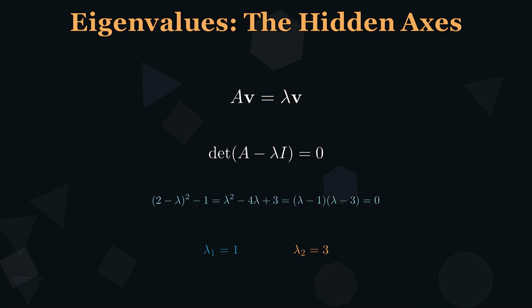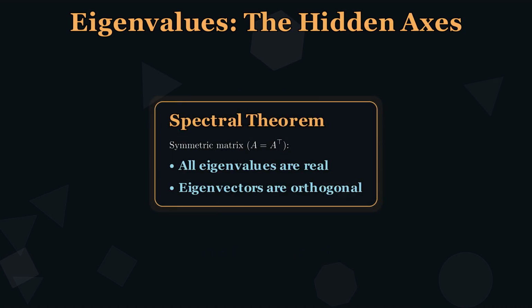Our matrix A is symmetric. It equals its own transpose. The spectral theorem guarantees two crucial properties. All eigenvalues are real numbers, and the eigenvectors are orthogonal, perpendicular to each other. v1 dot v2 equals 0. These natural axes of the matrix will become the foundation for everything that follows.